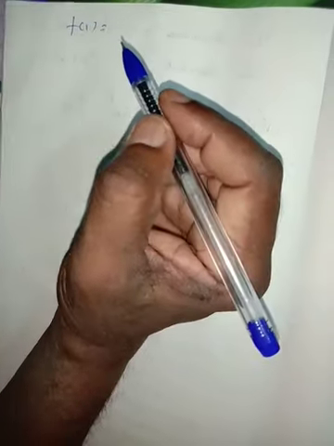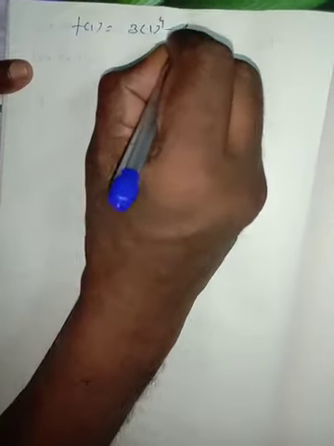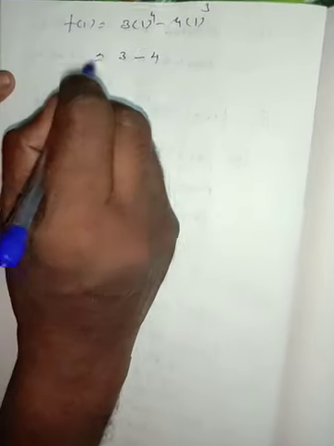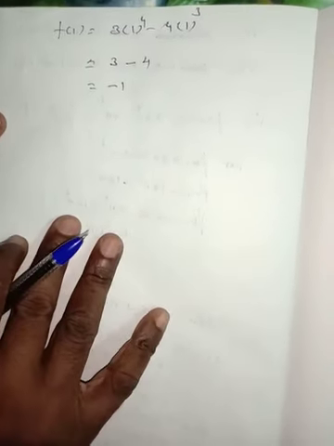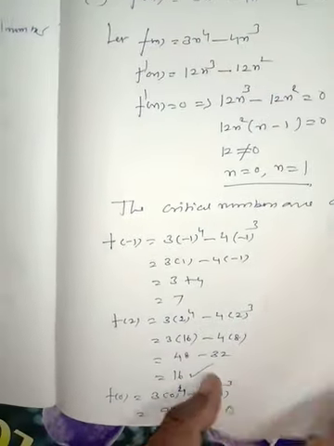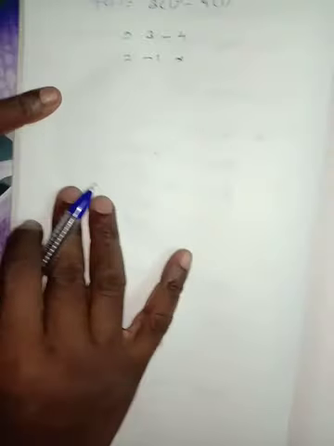f of 1. f of 1 is equal to 3 into 1 power 4 minus 4 into 1 power 3, is equal to 3 minus 4, is equal to minus 1. Now f of 1 is minus 1. The maximum number is 16 at x is equal to 2. The minimum number is minus 1 at x is equal to 1.